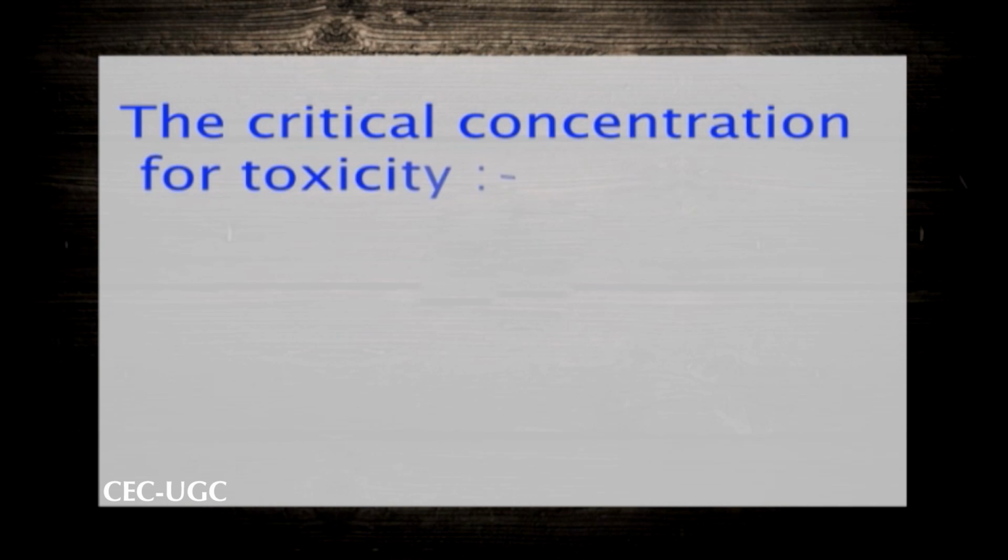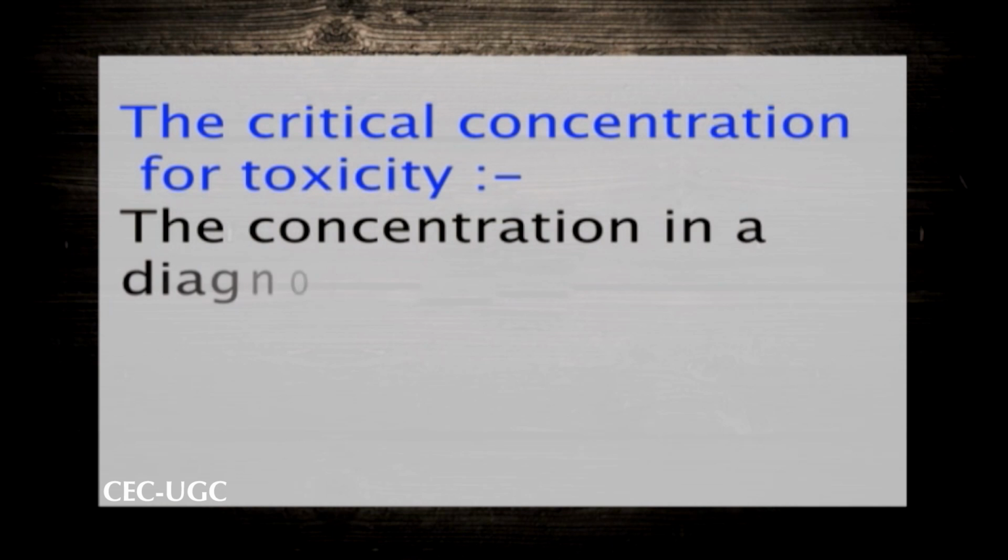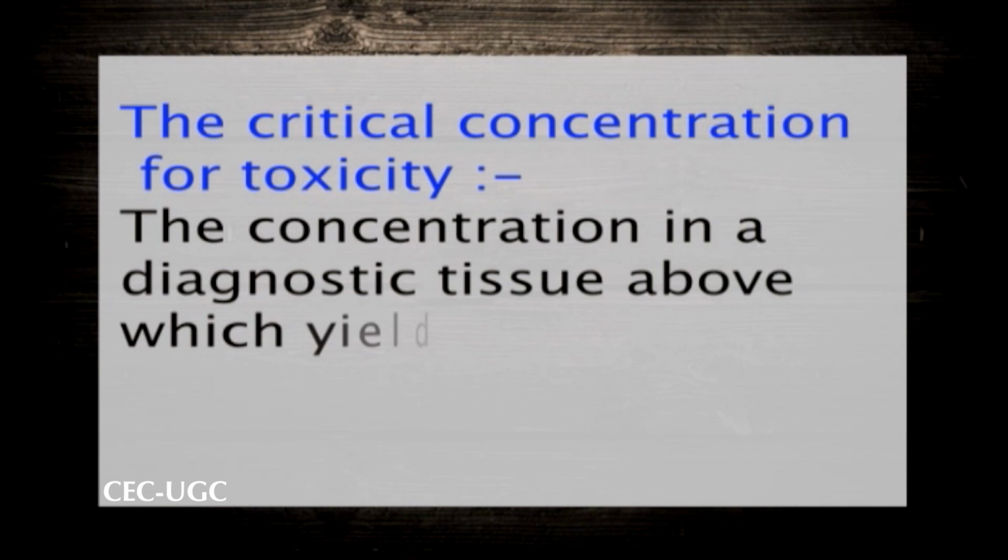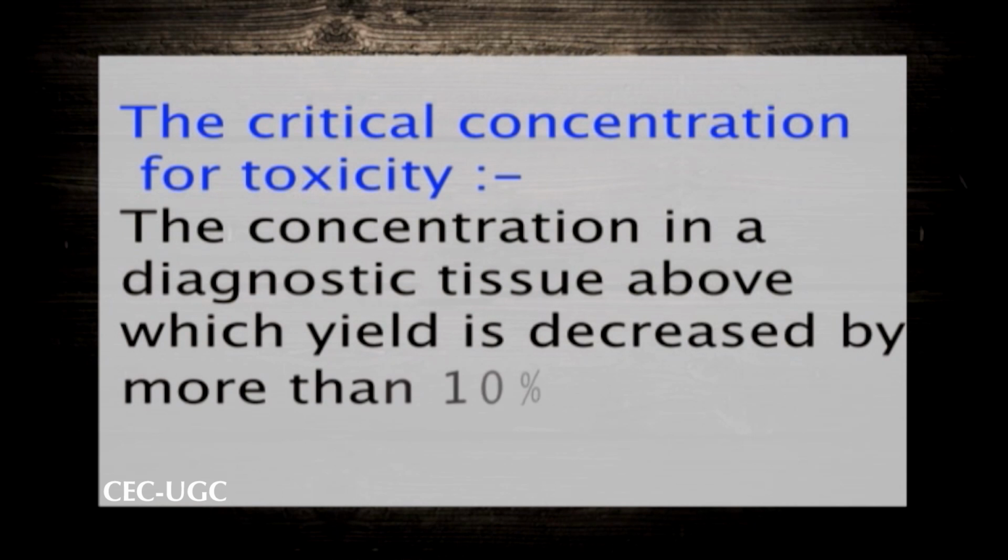The critical concentration for toxicity is defined as the concentration in a diagnostic tissue above which yield is decreased by more than 10%. It should be recognized that critical tissue concentrations depend upon the exact solute composition of the soil solution and can differ greatly both between and within plant species. The latter differences reflect both ancestral habitats and ecological strategies.